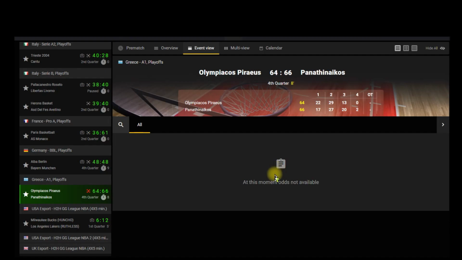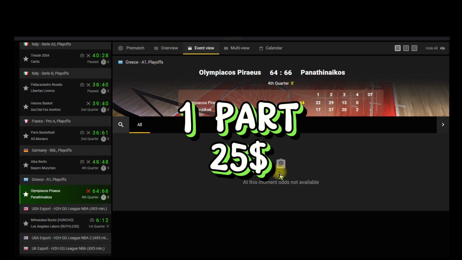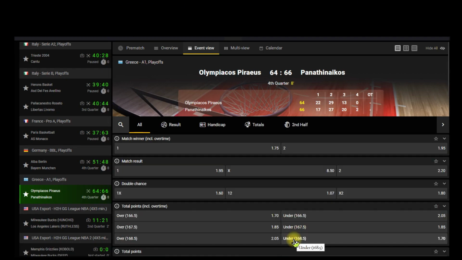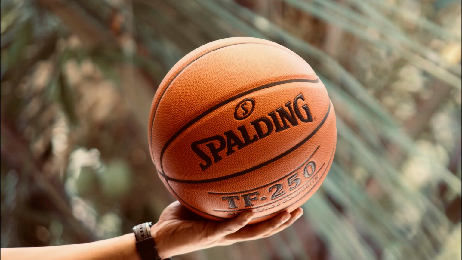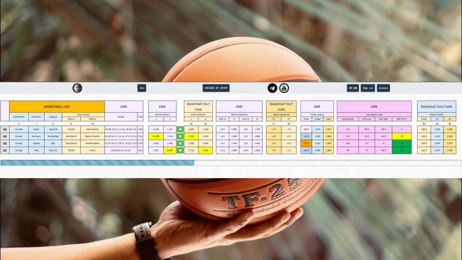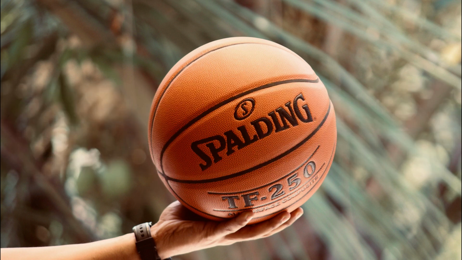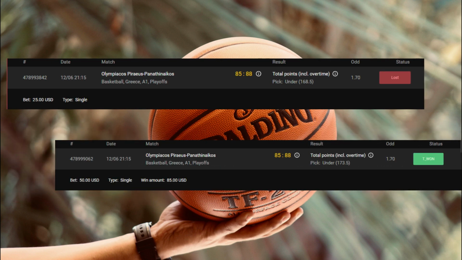We place our first bet on the total being under 168.5 with odds of 1.70. This odds value dropped because my bookmaker kept the live line closed for a long time. We continue monitoring the match and see that the total has moved against us, increasing to 173. Therefore, we need to place a second bet of $50. In the end, we have two bets, one of which is a winning one.